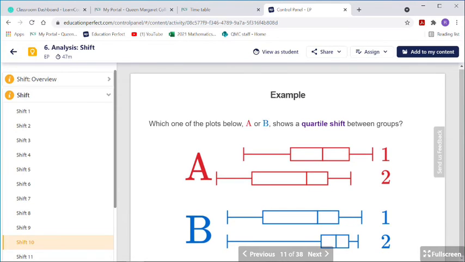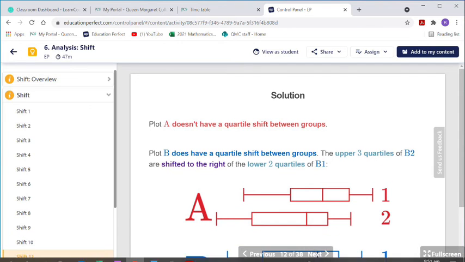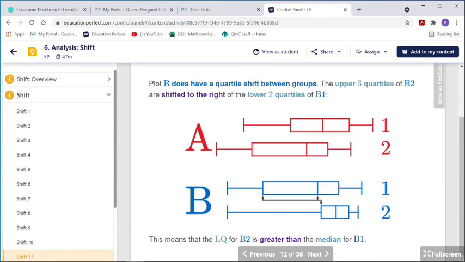So here we go. Which one of these shows a quartile shift between groups? The red ones, or the A or B? Either one of those show a quartile shift? Okay, so because we have this median, right? It's always the median, so all of this is bigger than this median. Yeah? So that would be showing a quartile shift. So it's always looking at the median. So don't always look at the bottom median, look at both medians.